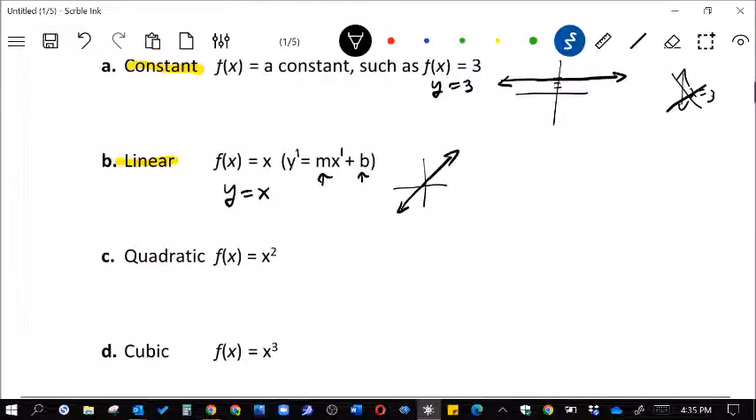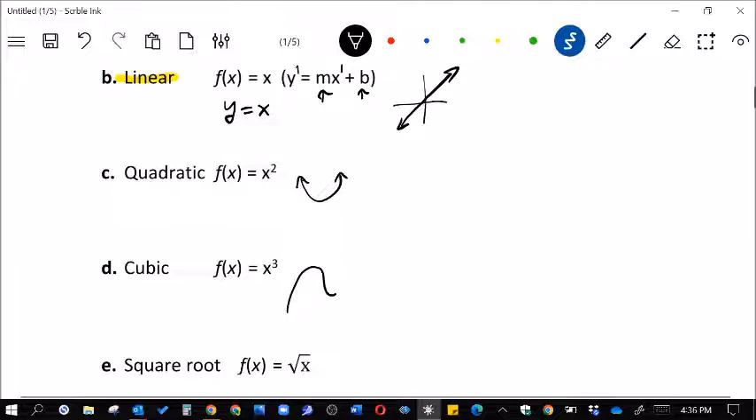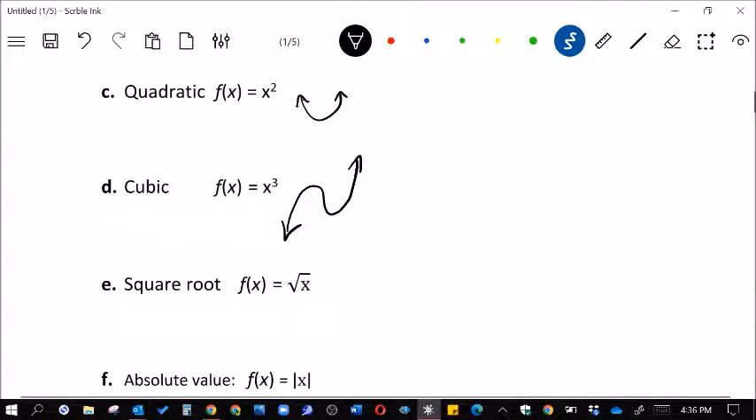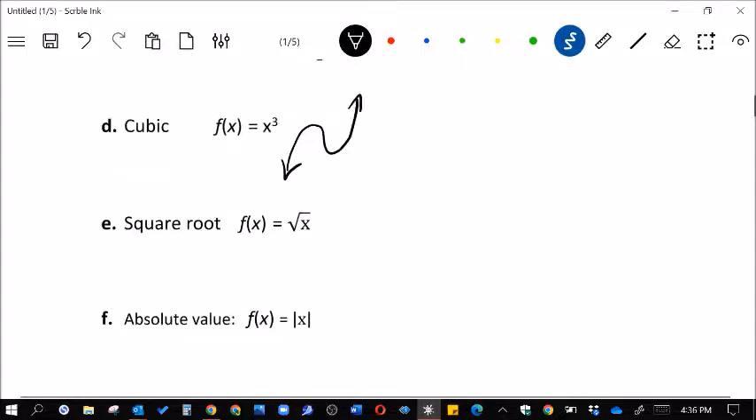A quadratic you're used to as a parabola shape, and a cubic you're used to seeing in an S-type shape such as that. And you have done the square root and absolute value ones before, and these are always in a V shape. Different transformations will change how they look, but they still have the basic shape with them.